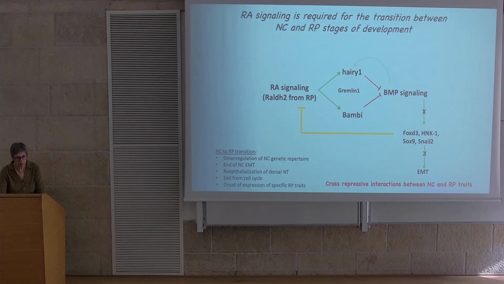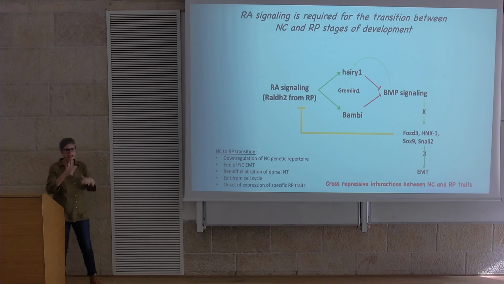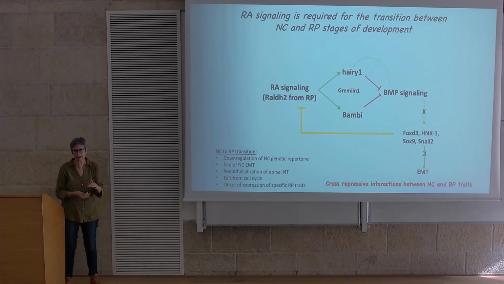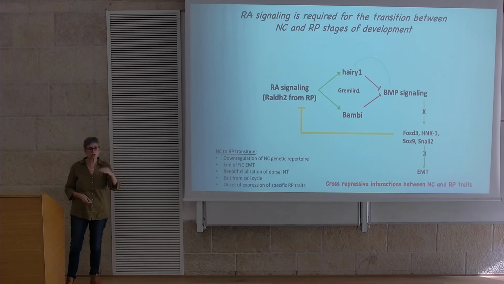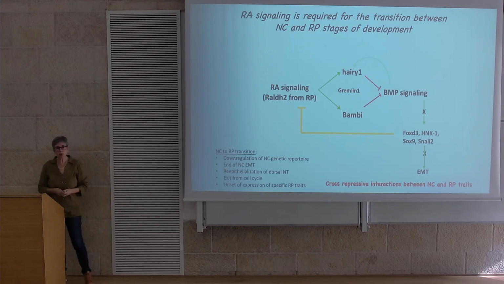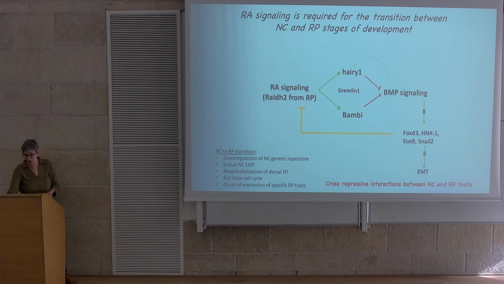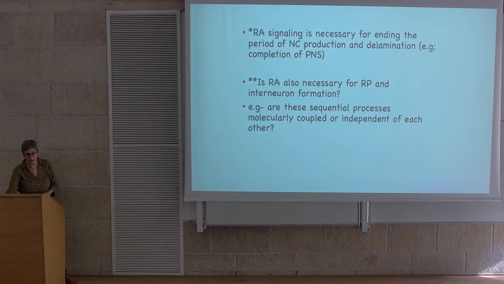So these cross-repressive interactions have been shown during development of the nervous system, in particular ventral interneurons and motor neurons, but only in space. And this causes the refinement of the fields of expression of motor neurons, VI1, VI2, and so on and so forth. But the temporal regulation of cross-repression, this is the first time that this is shown. So retinoic acid is necessary for ending crest production.